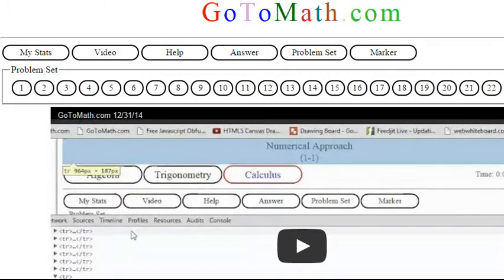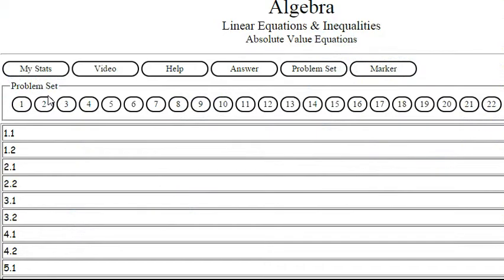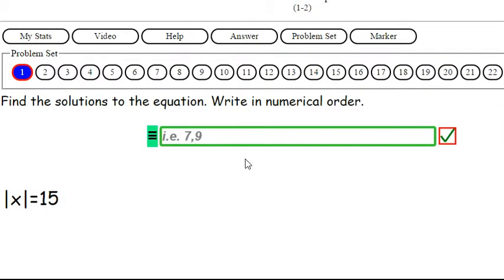Okay, we're over here at gotomath.com. Click on Algebra. Let's go down to absolute value equations. That's what we're looking at. Need to fill that stuff in. Find the solutions to the equation. Write in numerical order. So we're going to write in numerical order in the green box here because you have two possibilities, but let's just narrow it down to one.